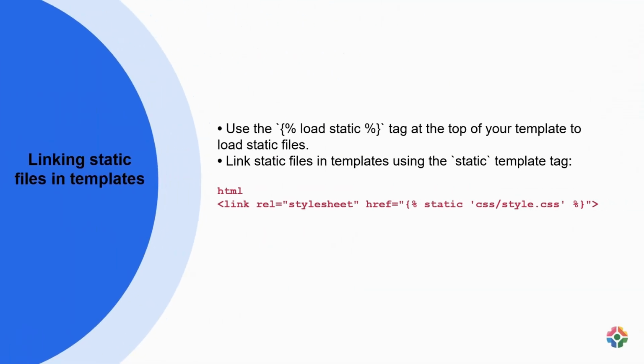To load static files in your Django template, you first need to include the {% load static %} tag at the top of your template. This tag is crucial for accessing the static files. After loading static files, you can link them in your templates using the static template tag. For instance, to link a CSS file named style.css located in the css folder within your static files directory, you would use the following code snippet: <link rel="stylesheet" href="{% static 'css/style.css' %}">. By implementing this structure, your Django project will be able to correctly serve and display static files, such as CSS style sheets, in your templates.